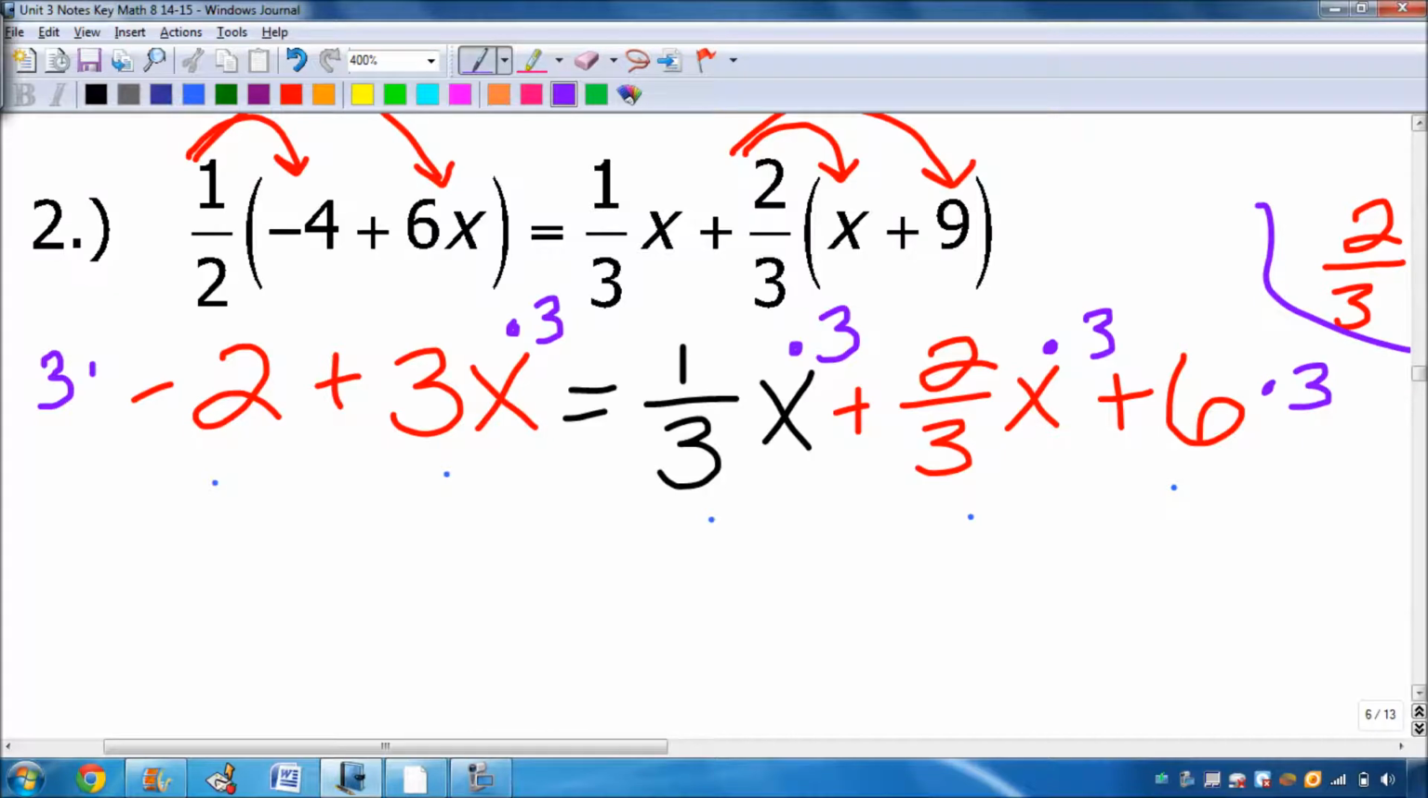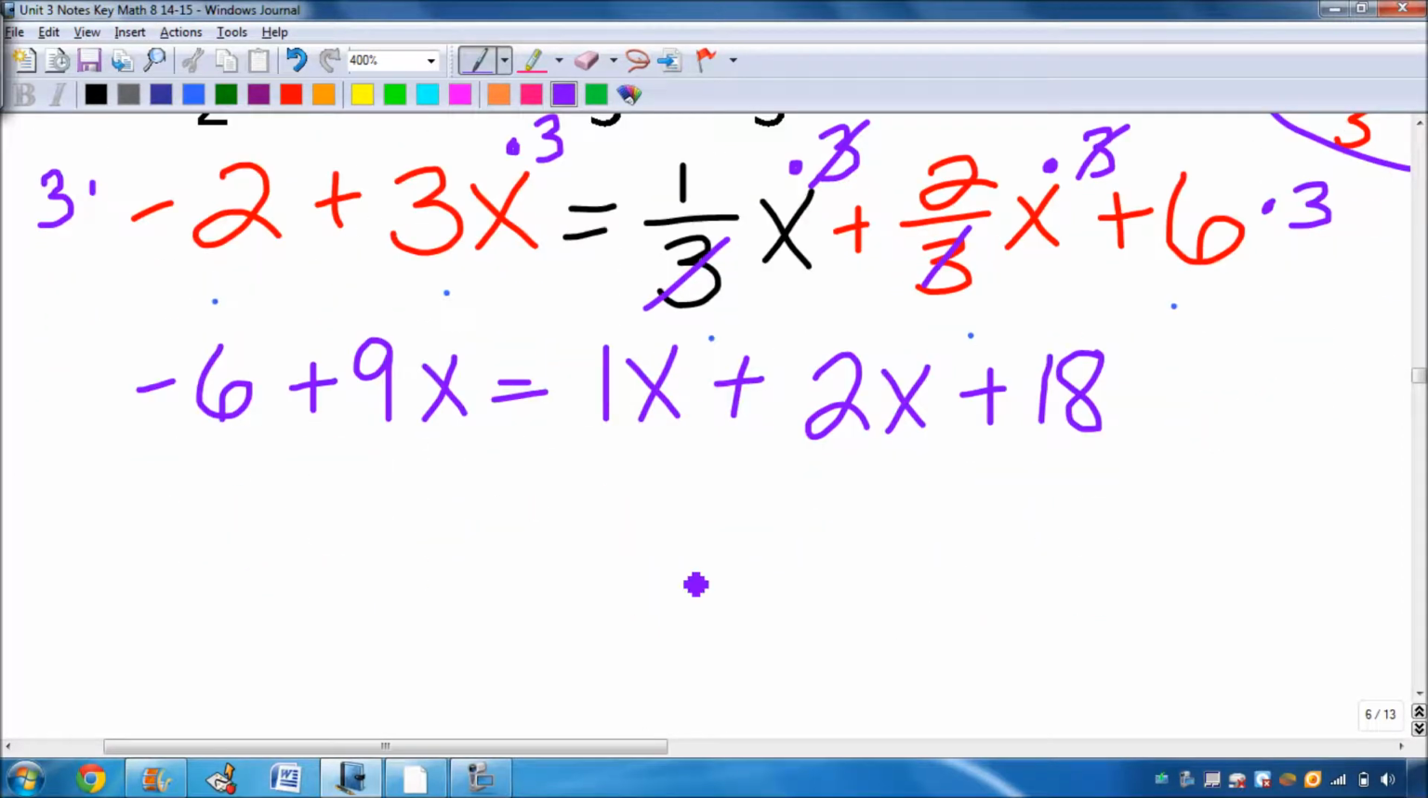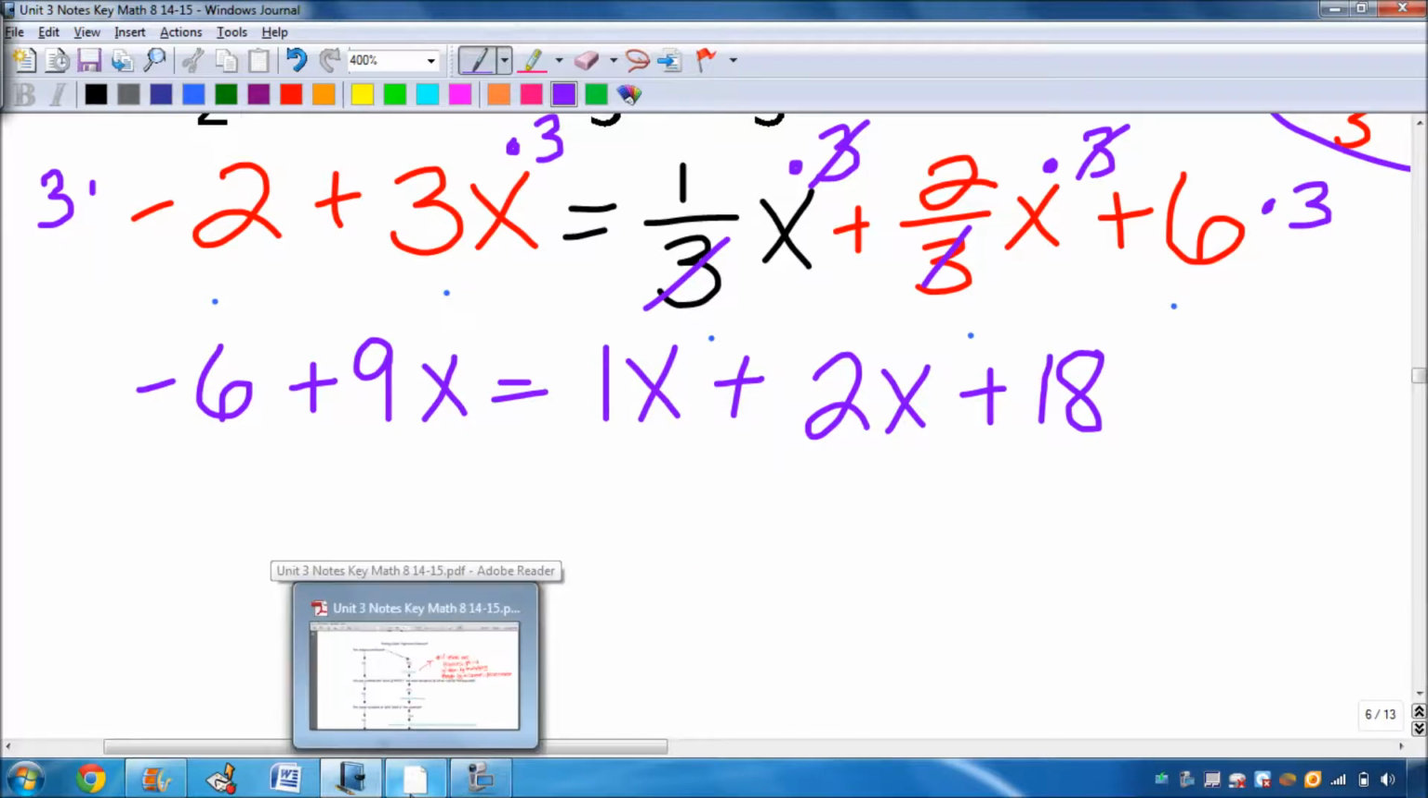So 3 times negative 2 gives me negative 6. 3x times 3 gives me 9x. All right? This 3 and this 3 cancel each other out, so I end up getting 1x. This 3 and this 3 cancel each other out, so I end up getting 2x. And then 6 times 3 is 18. All right? Now I can go through and finish the rest of this problem up using my flowchart.